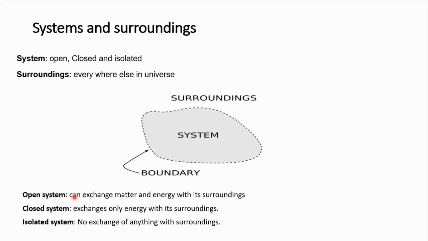Open systems can exchange matter and energy with their surroundings, whereas closed systems only exchange energy, but not matter. All right? Isolated systems do not exchange anything. They don't exchange energy and they don't exchange matter with their surroundings. So isolated systems do not exchange energy or matter. However, closed systems can exchange energy but not matter. Open systems can exchange anything.